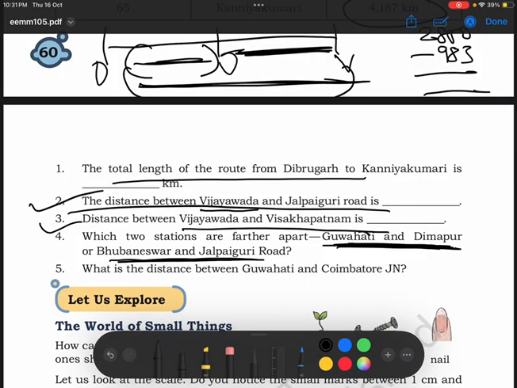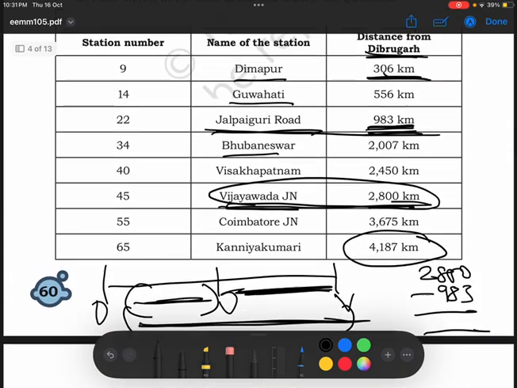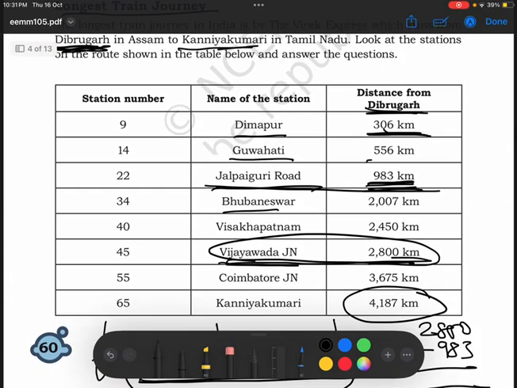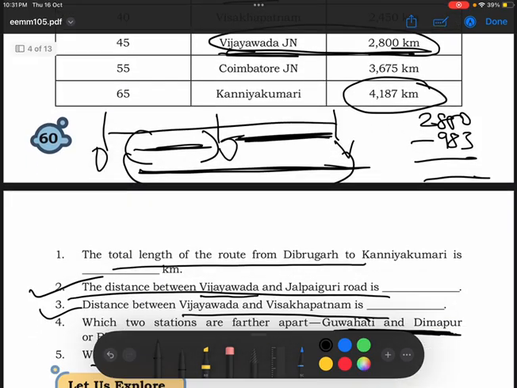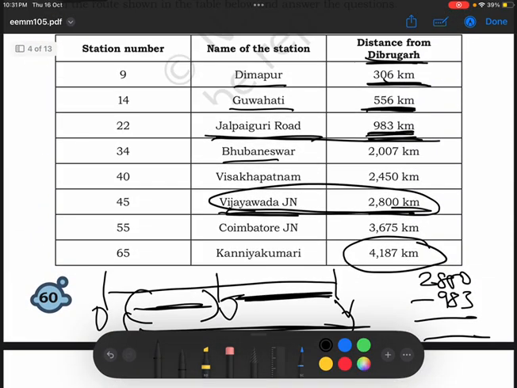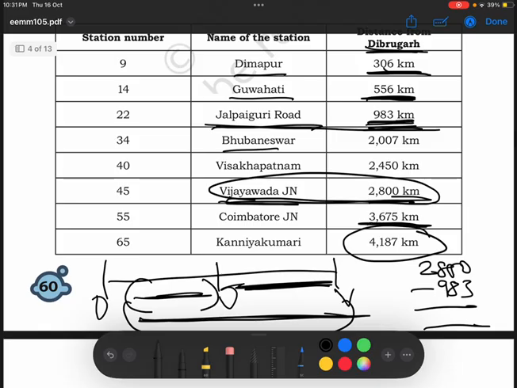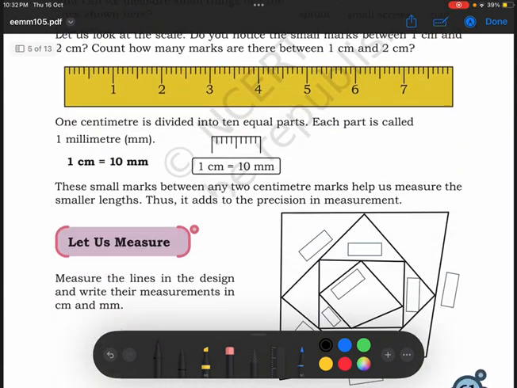In the last question, what is the distance between Guwahati and Coimbatore junction? In the same way, Guwahati is 556 km away from Dibrugarh, and Coimbatore is 3675 km far away from Dibrugarh. So you will subtract 556 from this number, and you will get the distance between Guwahati and Coimbatore. Coming to the next question.